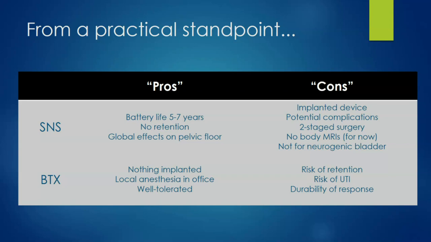The cons of sacral neuromodulation, you've got an implanted device that could potentially malfunction. The lead can fracture. They can get infected, which is a big deal, and it has to come out. No MRIs for now. And it's not for neurogenic bladder, not because you can't do it for neurogenic bladder. It's for frequency, urgency incontinence for the purposes of this discussion. But a lot of patients with neurogenic bladder may need MRI. So that's sort of the connection there. But specifically, the labeling is not for neurogenic bladder.